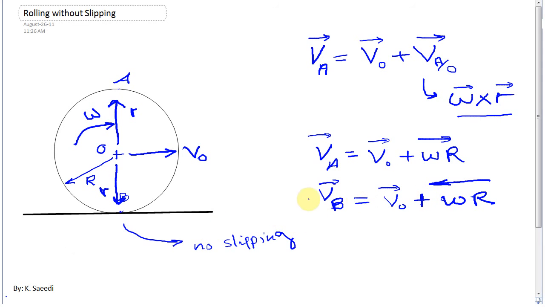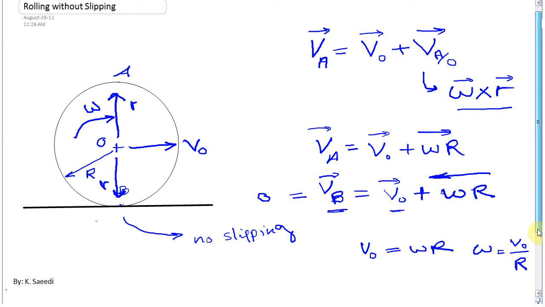But on the other hand, I know that the velocity of point B should be 0. The reason is that this is the contact point, and the velocity of point B should be equal to the velocity of the ground, otherwise we would have slipping. So this is equal to 0. VB is 0, VO is to the right, suppose it's known, and omega R is to the left. Obviously the value of VO should be equal to omega times R, or omega will be equal to VO over R.